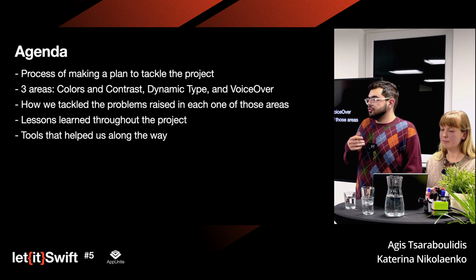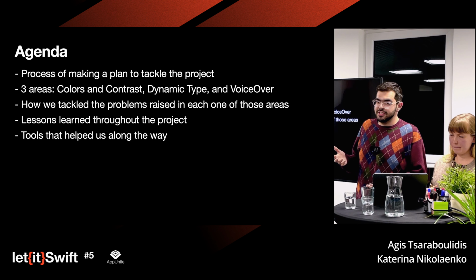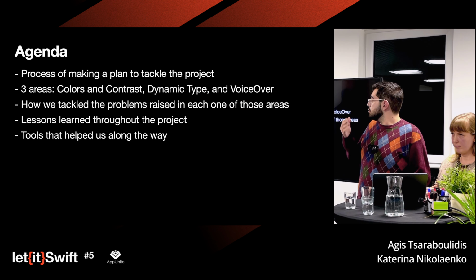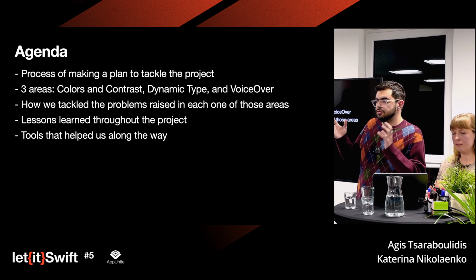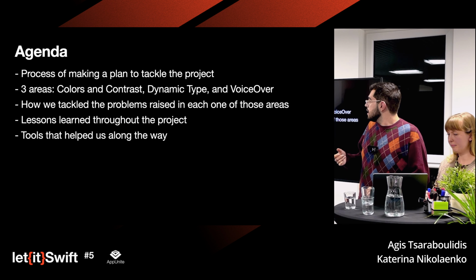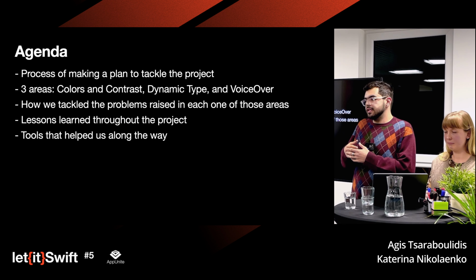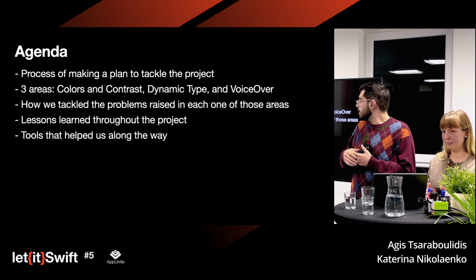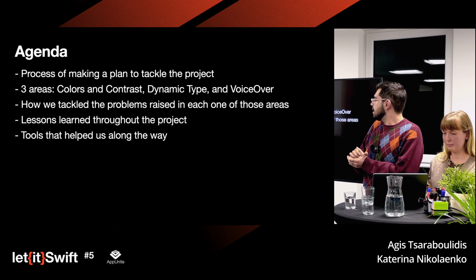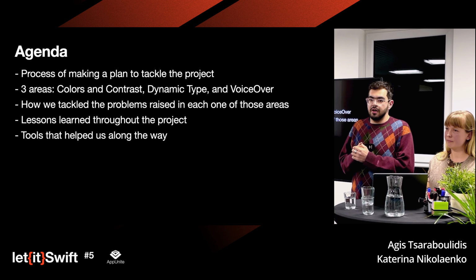First of all, we are going to talk about the process of making a plan to tackle the project of making a legacy app accessible. Then we are going to separate the talk into 3 areas: colors and contrast, dynamic type, and voiceover. Then we are going to talk about how we tackled the problems that arose in each of those 3 areas, the lessons that we learned in each of those areas, and the tools that helped us to make our app accessible.